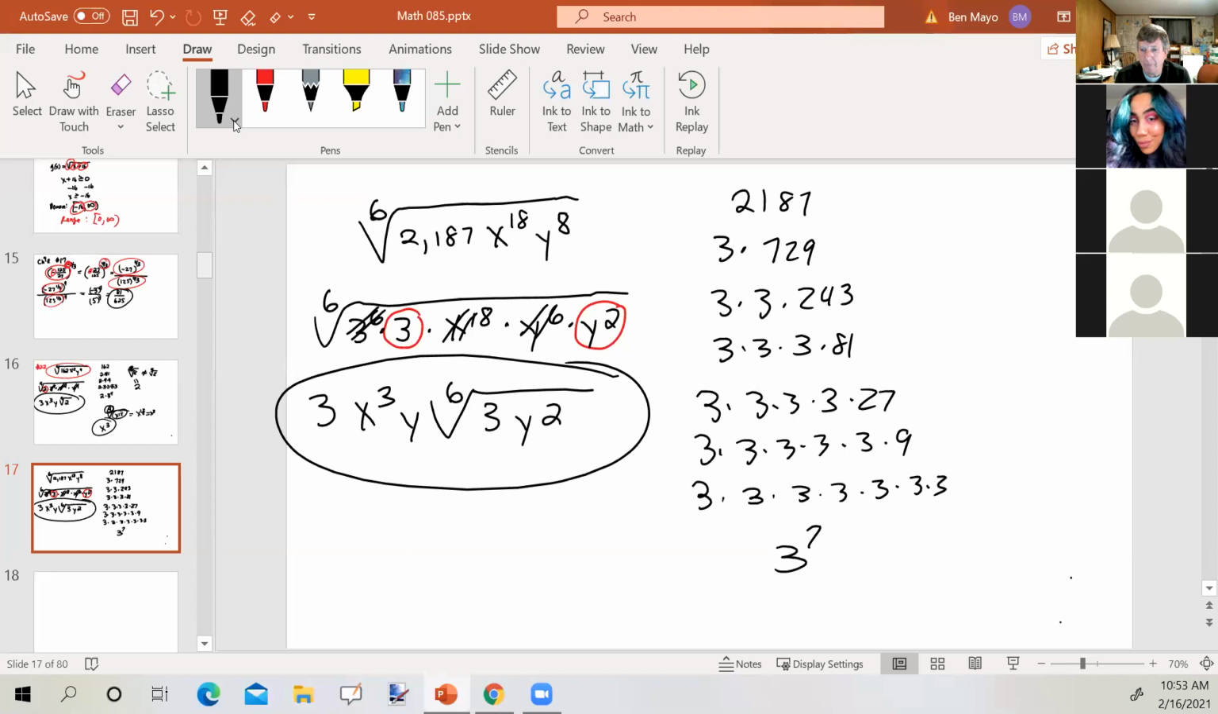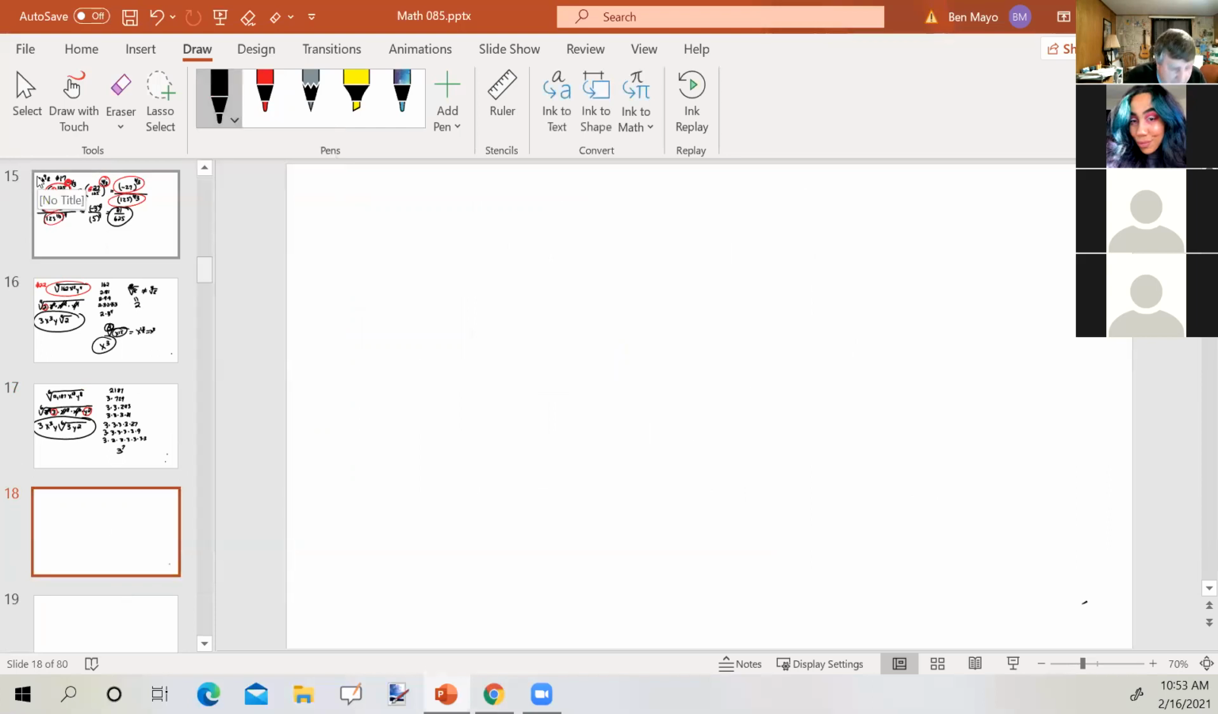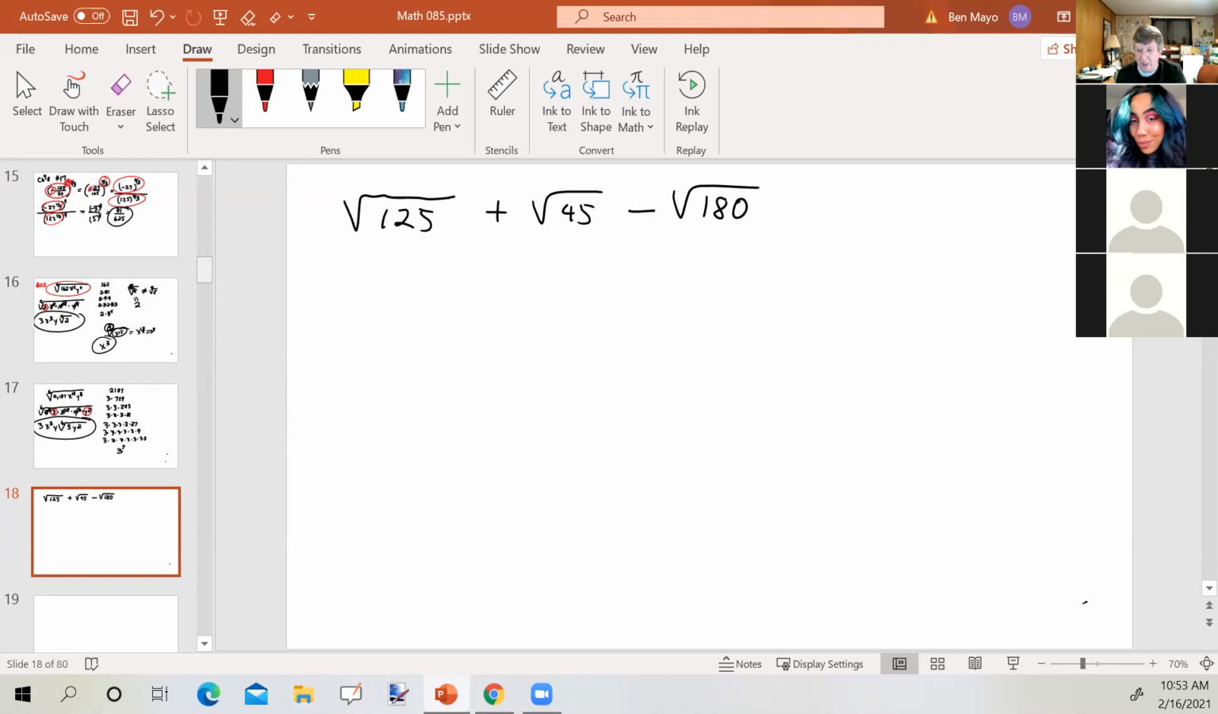Can we try problem number 28 on the review, please? This says, simplify by combining like radicals. And I have the square root of 125 plus the square root of 45 minus the square root of 180. Now, simplify by combining like radicals. So what we need to do first of all is go through and simplify each separate radical as much as we can. We're taking square roots all the way across.